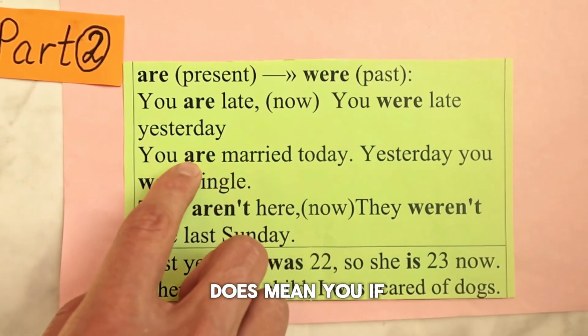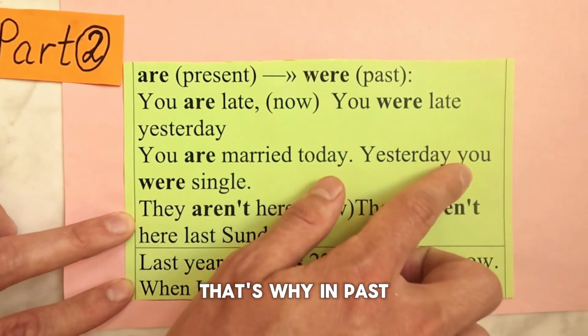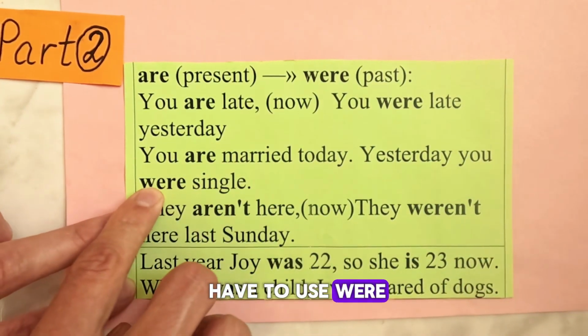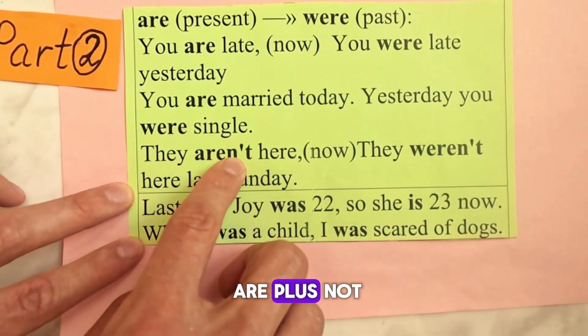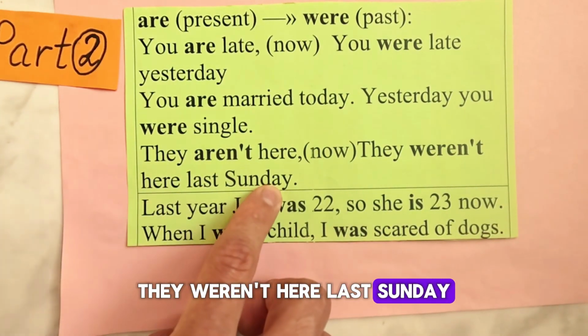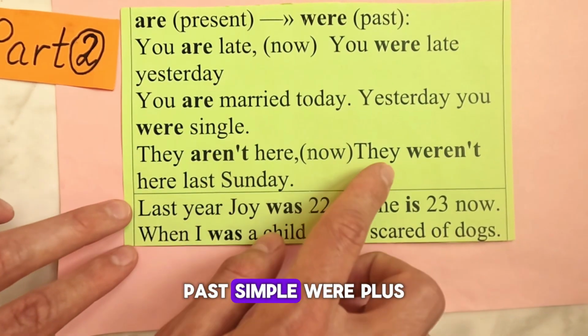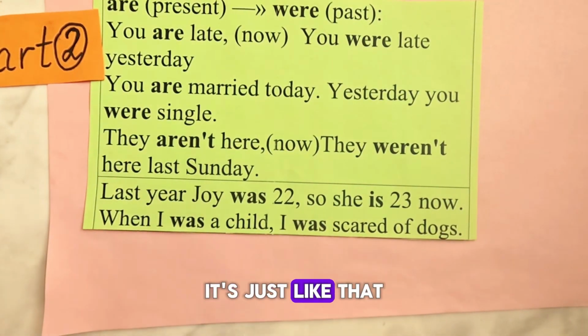What does it mean? With you, we use are. That's why in the past, we have to use were. They aren't here now. Are plus not. They weren't here last Sunday. Past simple, were plus not, weren't. It's just like that.